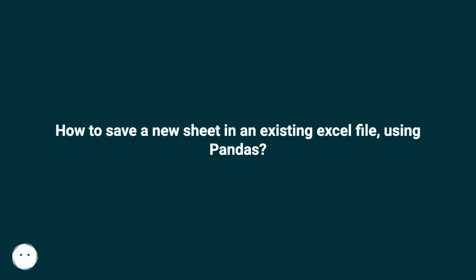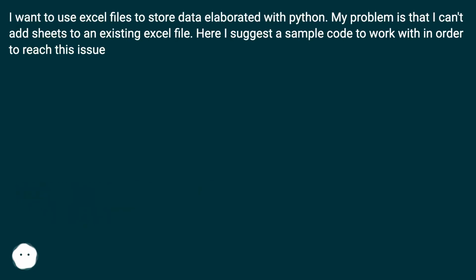How to save a new sheet in an existing Excel file, using Pandas. I want to use Excel files to store data elaborated with Python. My problem is that I can't add sheets to an existing Excel file. Here I suggest a sample code to work with in order to reach this issue.